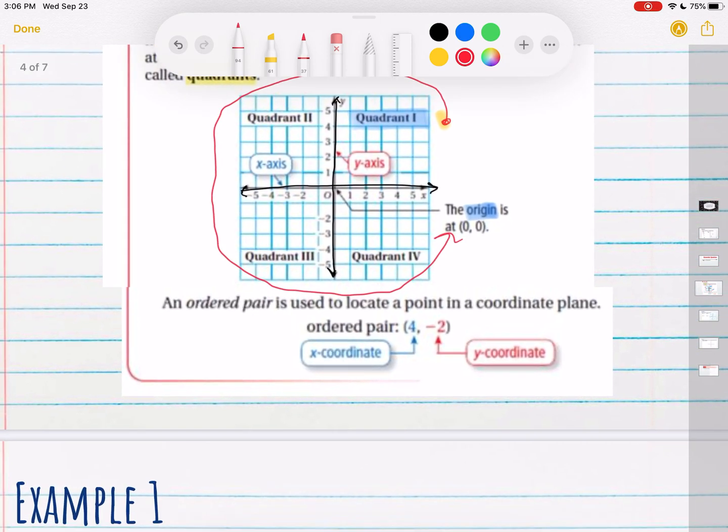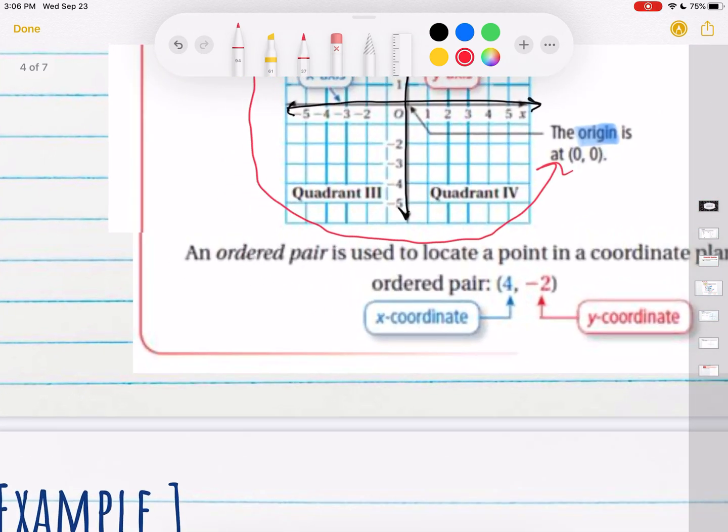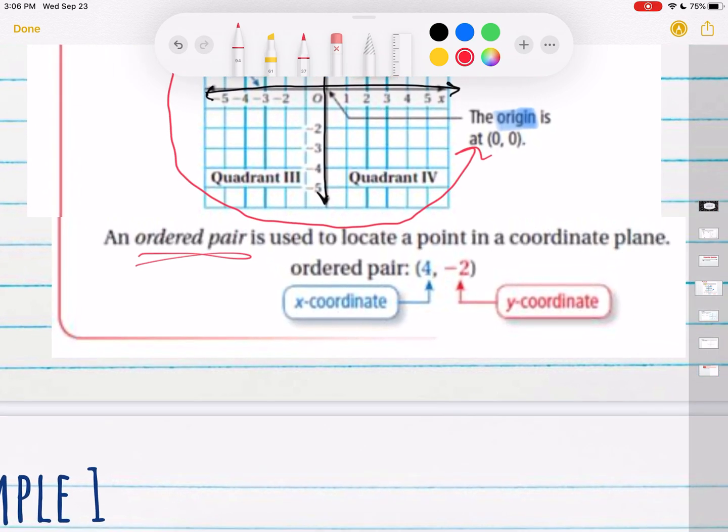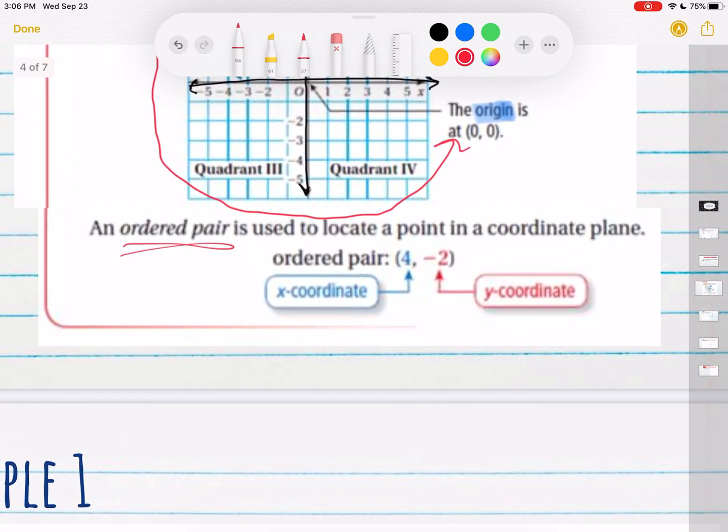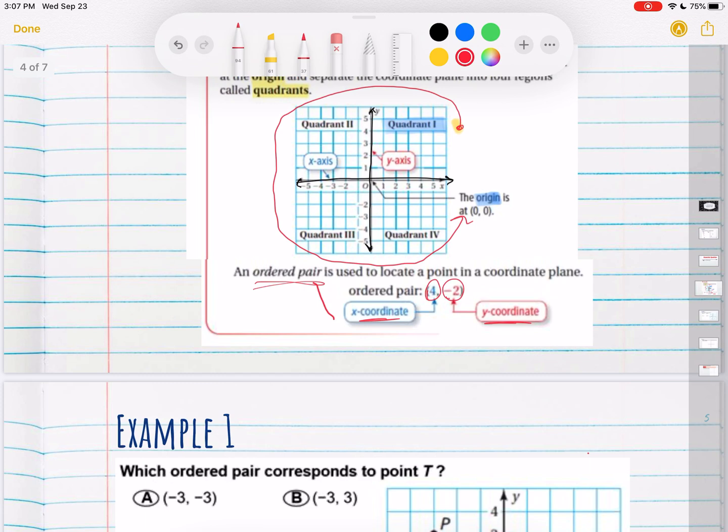And just another review, we just talked about it, but an ordered pair, that's what they call the point that we're plotting, is like this, where the first number is the x-coordinate, which tells us the location of it on the x-axis, and our second one is the y-coordinate, the location on the y-axis. So let's do an example.